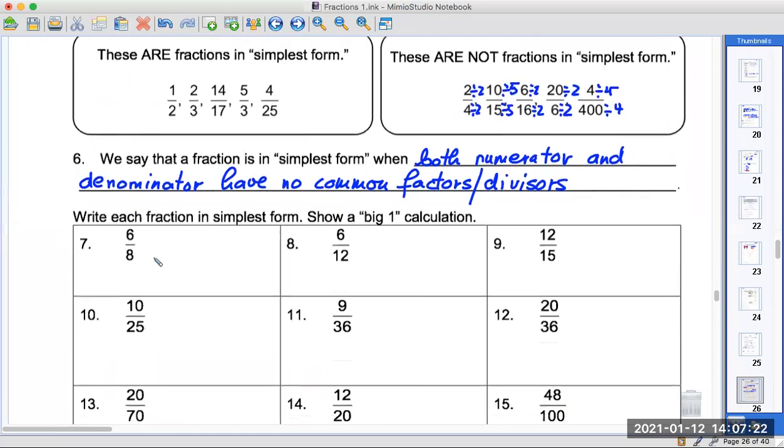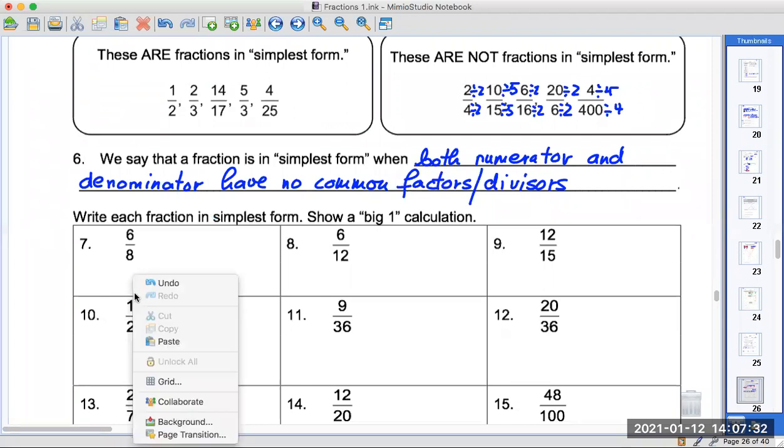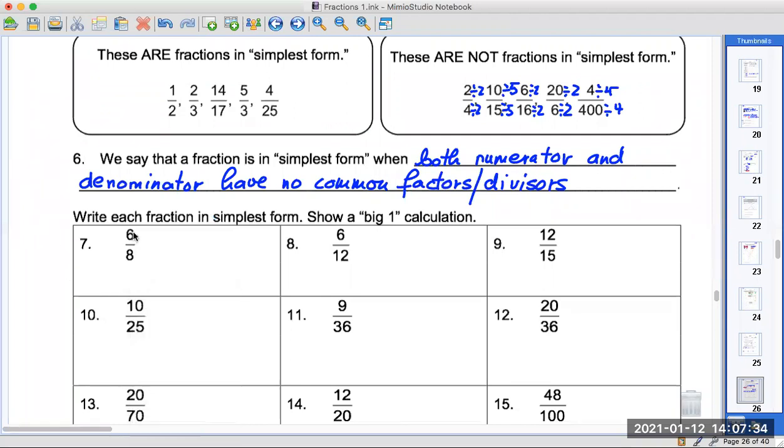Okay. So over here, we're going to write the fractions in simplest form. And it says show a big one calculation. So we're going to try that. So the 6 and the 8, you can divide both by 2. So 2 is a factor that goes into 6 and into 8. So I'm going to make it 2 over 2. That's my big one, right? 6 divided by 2 is 3. 8 divided by 2 is 4. So 3/4 is simplest form. So remember, reducing means dividing.